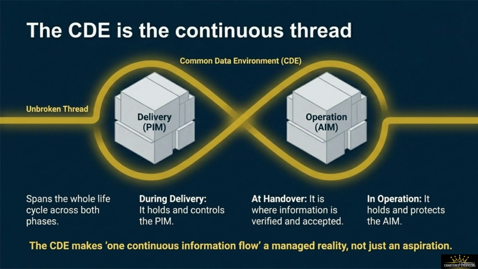During the delivery phase, it securely holds and controls the evolving project information model, or PIM. At the handover interface, it serves as the formal gate where information containers are systematically verified and accepted. Then, during the operational phase, it holds, updates, and protects the Active Asset Information Model, or AIM. The CDE provides the structural backbone for unified information management. Let's look at how this transforms organizational accountability.